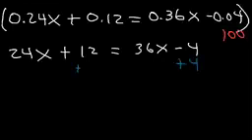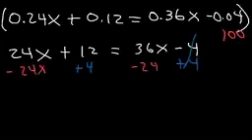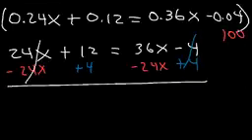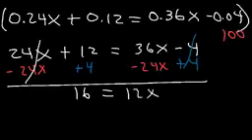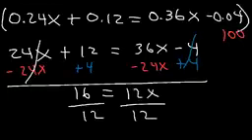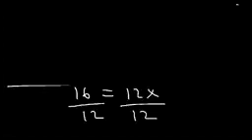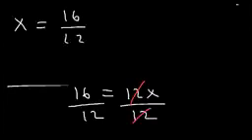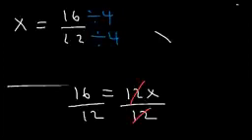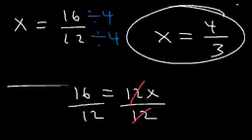So let's add 4 to both sides. And let's take away 24x from both sides. 12 plus 4 is 16. 36 minus 24, that's 12. So to isolate x, we've got to divide both sides by 12. Therefore, x is equal to 16 over 12. Now we can reduce the fraction. We can divide both numbers by 4. 16 divided by 4 is 4. 12 divided by 4 is 3. So x is 4 over 3.